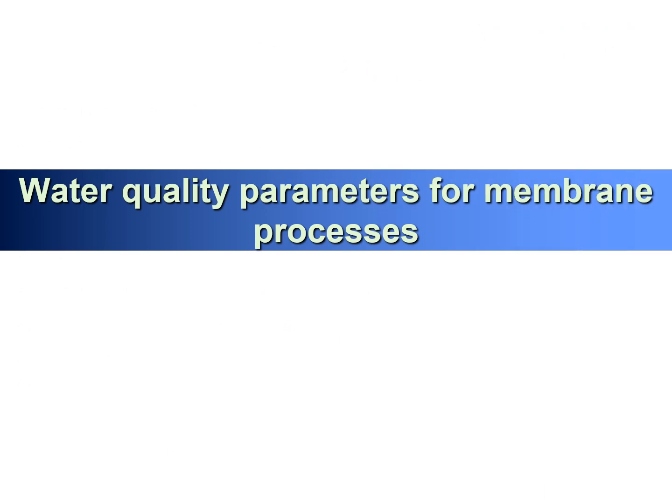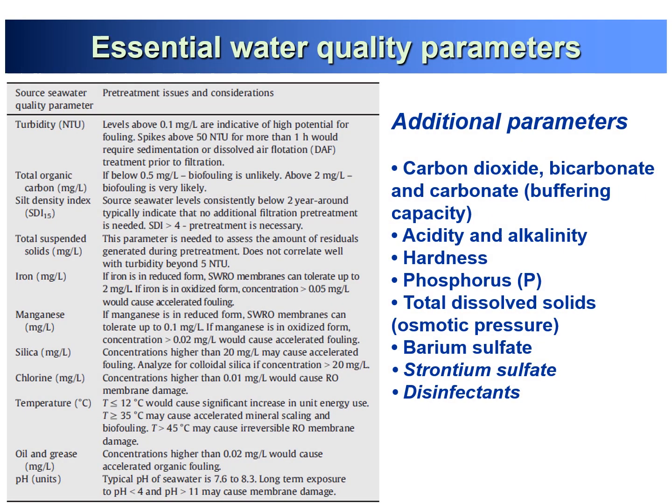Next is water quality parameters. Essential water quality parameters are very important to design a seawater desalination plant because we can make a better selection of pretreatment and reverse osmosis membrane. Also, we can predict organic fouling, inorganic fouling, and biofouling. So let's look at the source seawater quality parameters.